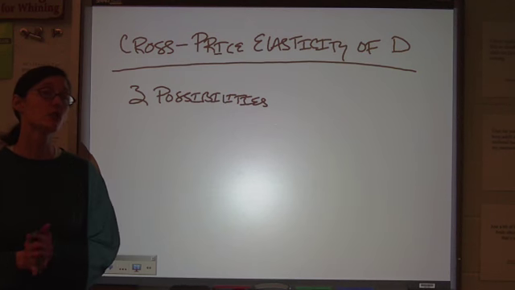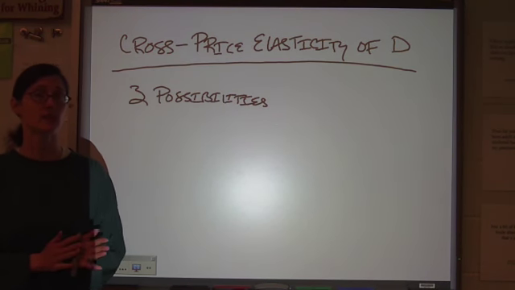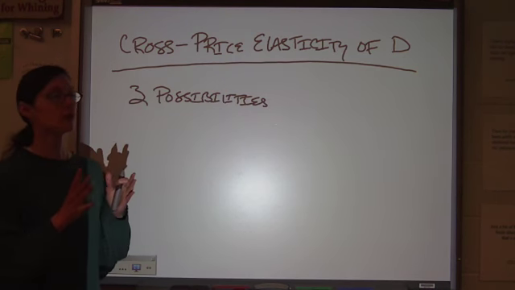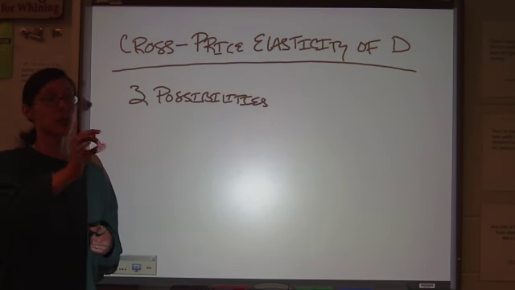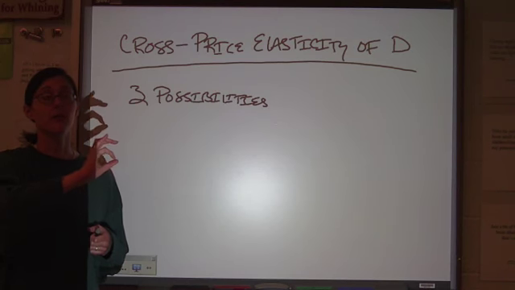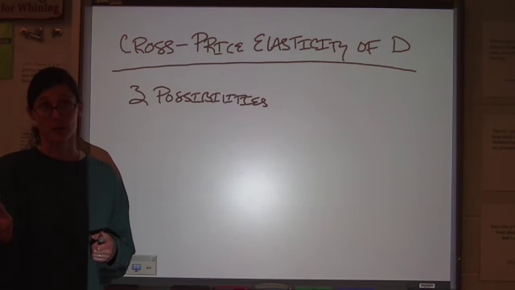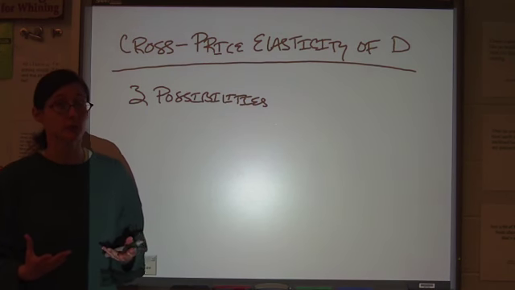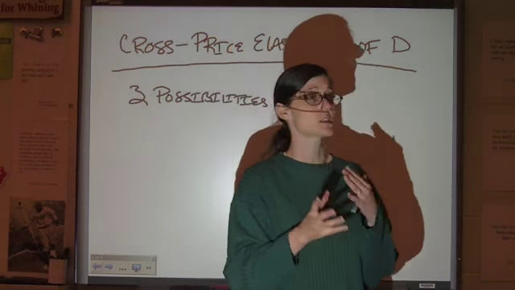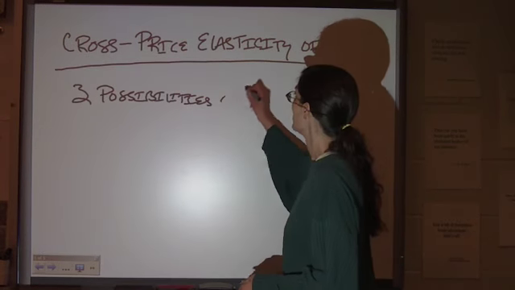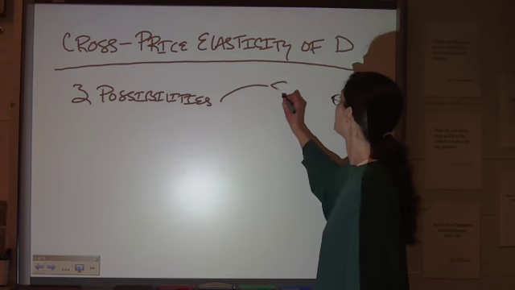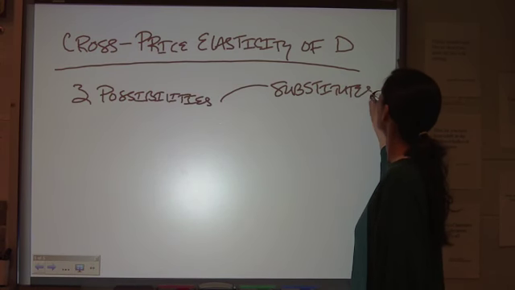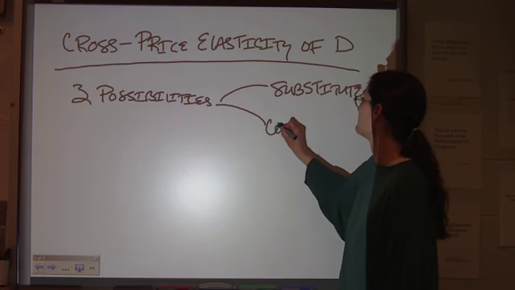The next issue that you're going to have to deal with in elasticity is the idea of cross-price elasticity. So now we're looking at how the price of one product affects the demand for the other product. Three possibilities, and these should sound pretty familiar to you because we've talked about these same products before. You could have substitutes. You could have complements.